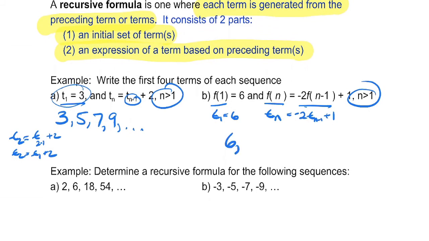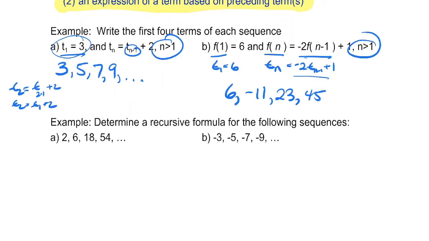So the first term is 6. And really what our recursive equation is saying is to take negative 2 multiplied by the previous term, and add 1. So in this case, the second term is going to be negative 2 times 6, which is negative 12, plus 1, which is negative 11. The third term is the second term multiplied by negative 2. So negative 11 times negative 2 is 22, plus 1 is 23. And then the fourth term is the third term multiplied by negative 2, which is negative 46, and I'm going to add 1, which is negative 45. Okay? So that's how we come up with a sequence given the recursive formula.